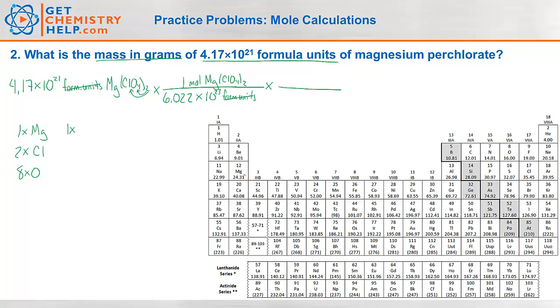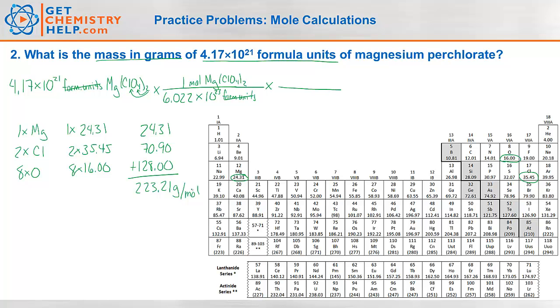So let's find magnesium. Oh, it's right here. 24.31. We have 2 chlorines. That's 35.45. So 2 times 35.45. And 8 times oxygen. Oxygen's right here. 16.00. 16.00. So let's find the total mass, or the molar mass, of magnesium perchlorate. This would be 128.00. So we add these all together, and I got 223.21. And of course, the molar mass, that's the mass of a mole.